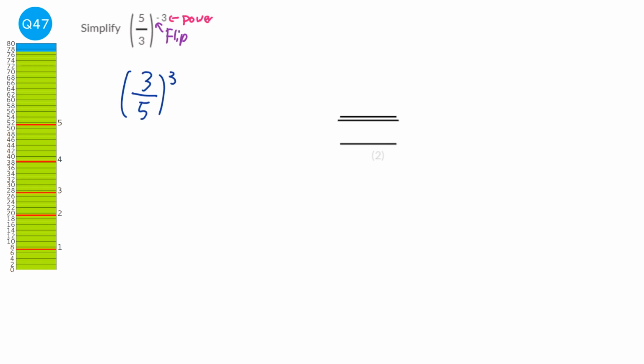And then we're going to cube top and bottom. So cubing the 3 gives us 27. Cubing the 5 gives us 125. So our answer will be 27 over 125.